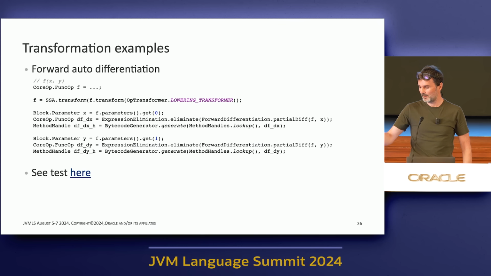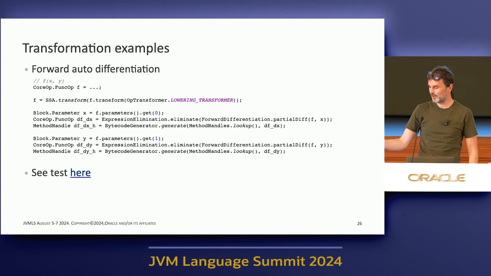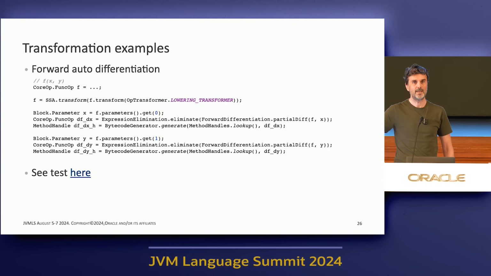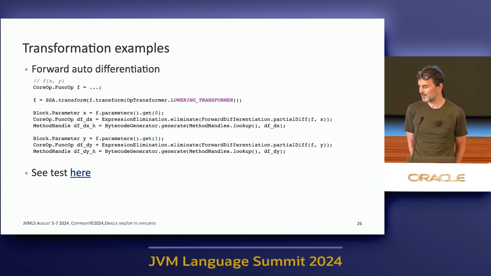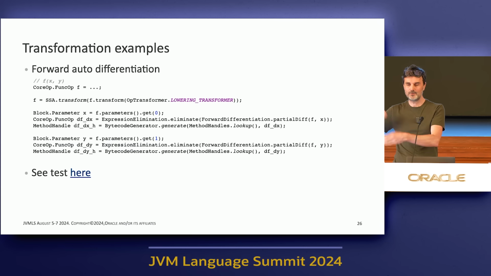So in the differentiation, we're doing forward differentiation here. So we need to differentiate first with respect to x, and then with respect to y, sorry. And so what we do is we get a block parameter for the value of x. We forward differentiate, partial diff with respect to that, as a transformation. And then we do some expression elimination just to clean up. When you do auto diff like this, it usually generates some expressions that are redundant. But rather than merging that transformation into the partial diff transformation, it's a separate one. Often I find that when doing these kinds of transformations, it's better to do one thing in sequence rather than try and munge it together.